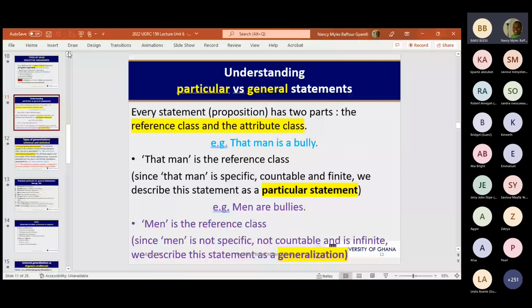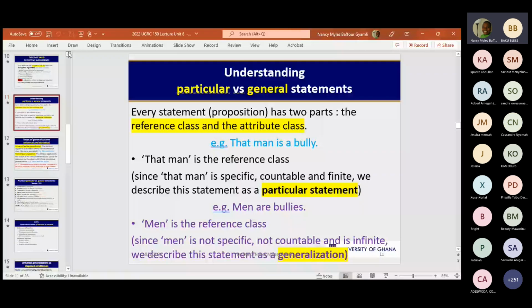Very good. Example. That man is a bully. Good. That man is the reference class. Since that man is specific, countable, and finite, we describe this statement as a particular statement. So in the given example up there, that man is a bully. What is the reference class? Is that man. Okay. Do you know why it is a reference class, sir? Or that one you understand?